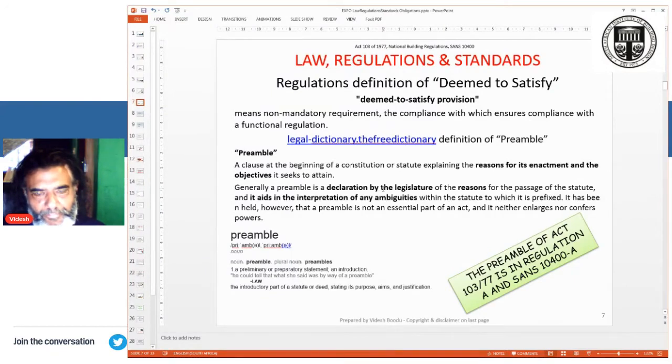Now, the preamble basically explains the reasoning for the enactment of the Act, and the objective of the preamble is to aid in the interpretation of the ambiguities. It should include its purposes, its aims, and its justification. The purposes, aims, and justification will help you understand and interpret the Act and what you're trying to achieve in compliance with the Act.